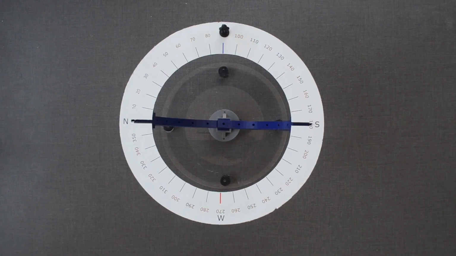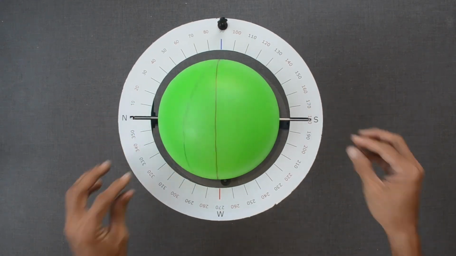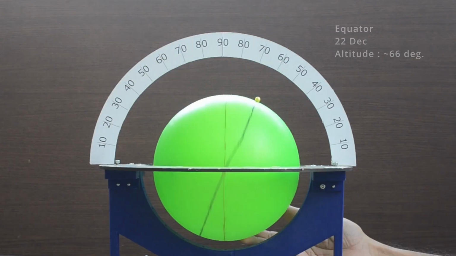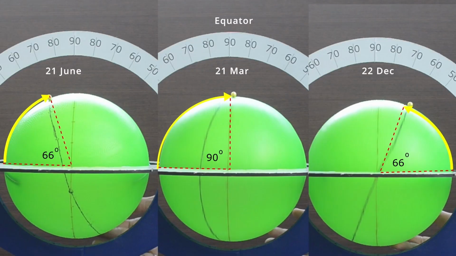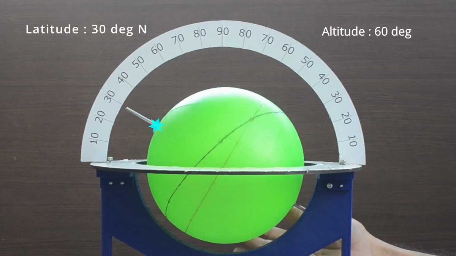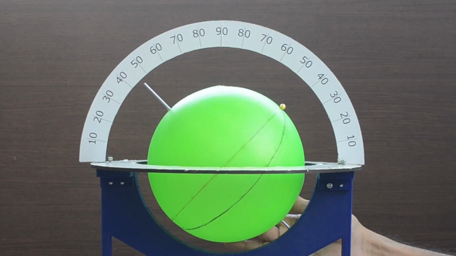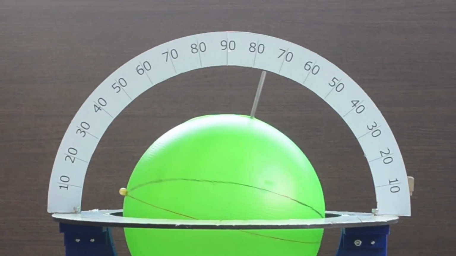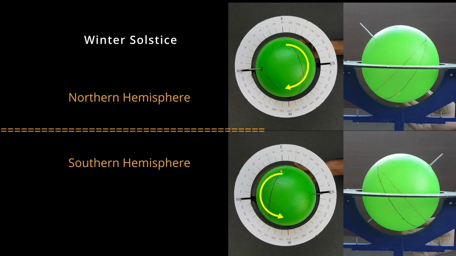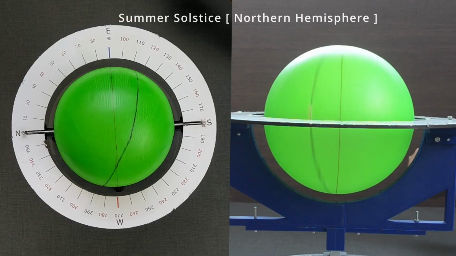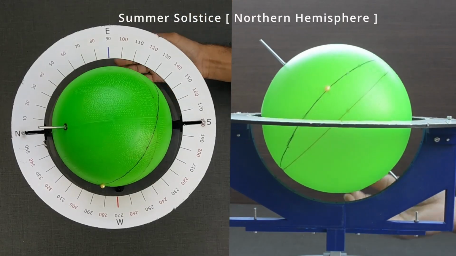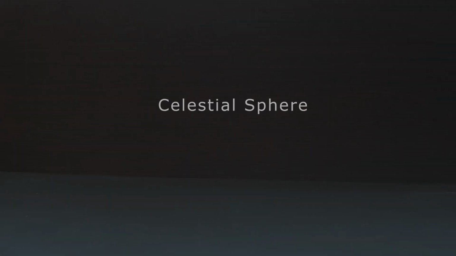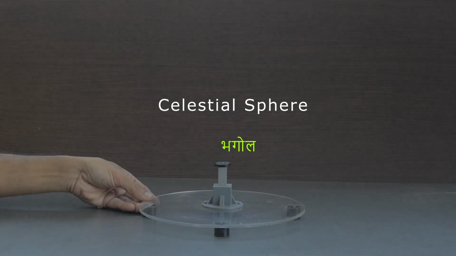We will use this simple setup to understand key concepts which were earlier explained with the help of Gola Yantra. In the first part, we will focus on the movement as well as position of the sun in the celestial sphere. While in the second part, we will study the movement of the moon, Nakshatra and other important constellations. As usual, let us start from the basics.